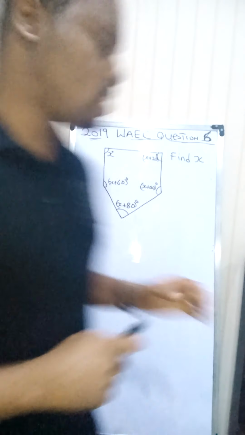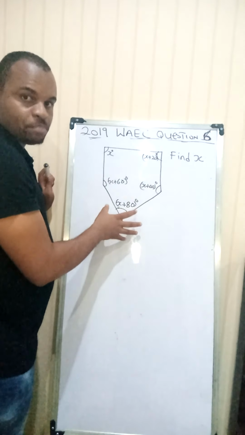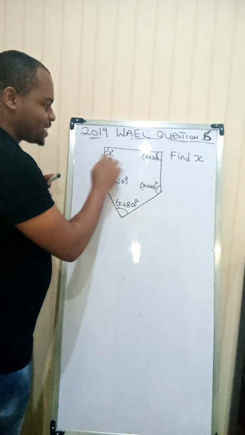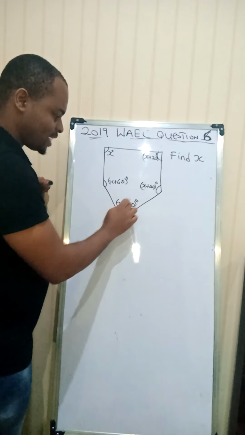That's the A part of the question, but there's also a B part. Let's see what the B part states. The B part of the question gave us this polygon. It's a 5-sided polygon, that's a pentagon. We are given the angles here as x degree, x plus 20 degree, x plus 60 degree, x plus 40 degree, and x plus 80 degree.